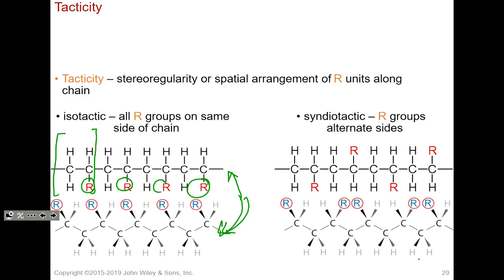So the way we describe that, when all the functional groups are on the same side, we call that isotactic. And so if you've heard of the term like isotropy, that means the same. So iso is the same, or isobaric, same pressure, right? Isothermal, same temperature. Okay, so iso means the same.